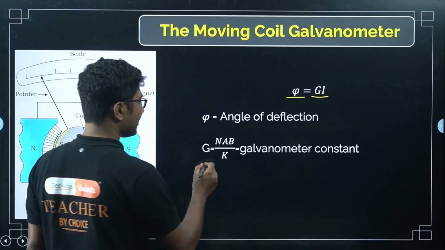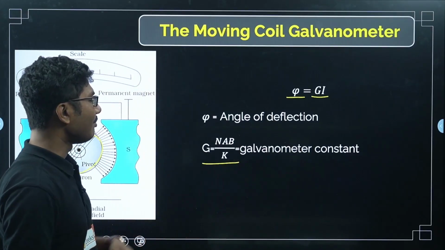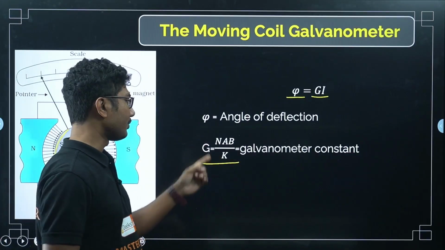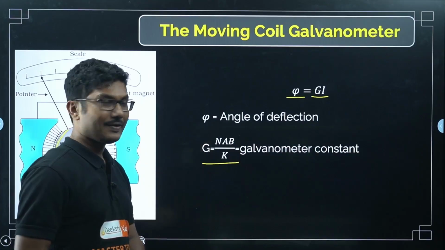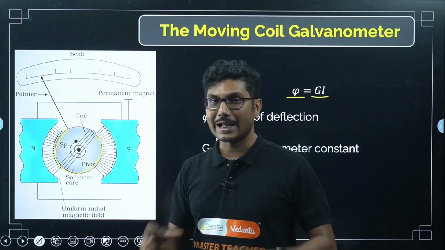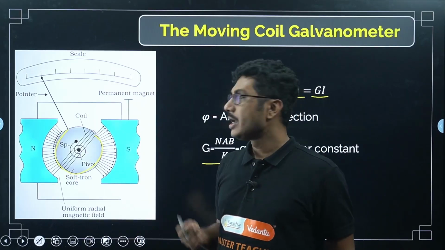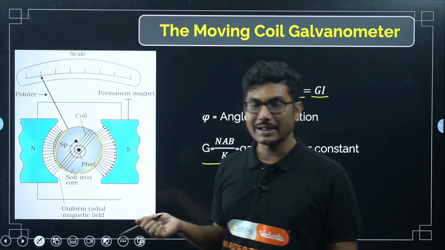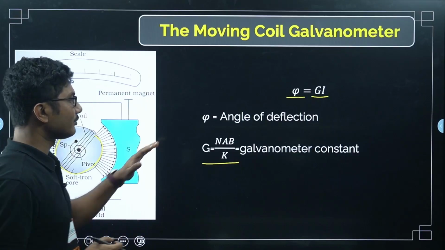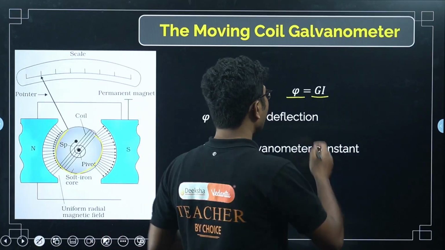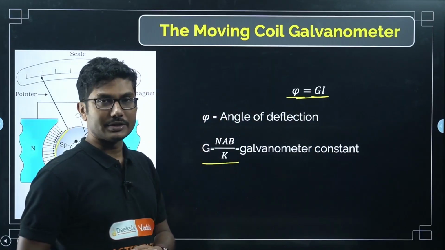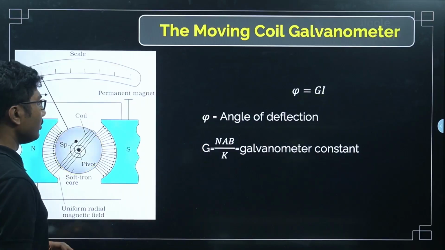Now G is basically given by NAB by K. K is another constant, and NAB is the number of turns, the area of the loop, and B is the magnetic field. These are constant for a given galvanometer. If the galvanometer is already there, you cannot change the number of loops, you cannot change the magnetic field that is already there, and you cannot change the area. So everything is fixed in this case, that's why it is called the galvanometer constant. Generally, in most cases we are not bothered about this value, but in some cases we actually need to learn about that.